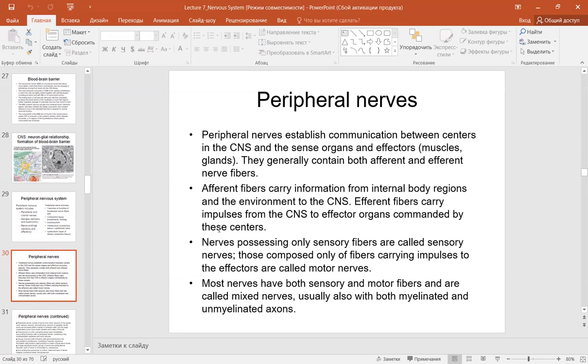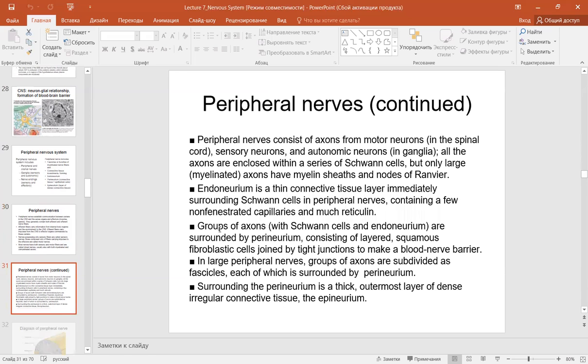Nerves possessing only sensory fibers are called sensory nerves. Those composed of only fibers carrying impulses to the effectors are called motor nerves. Most nerves have both sensory and motor fibers and are called mixed nerves, usually also with both myelinated and unmyelinated axons.